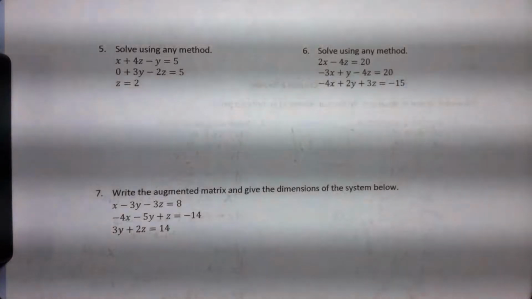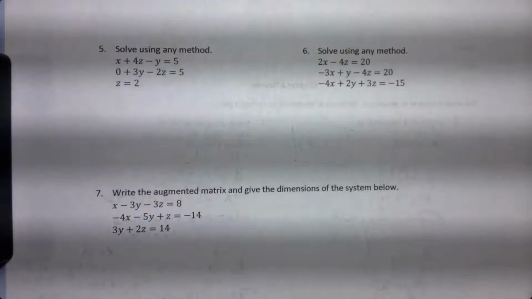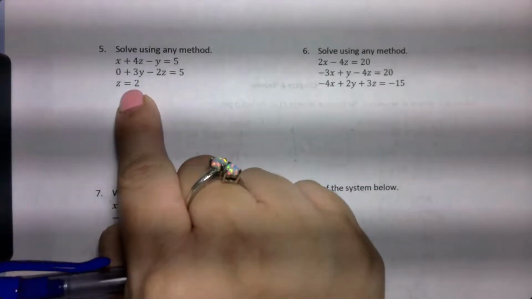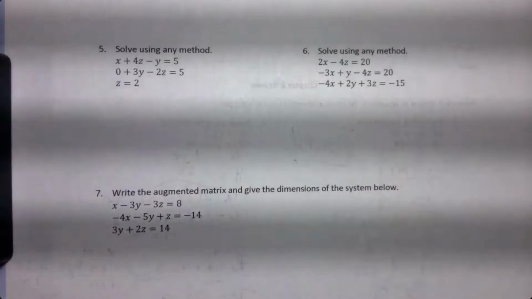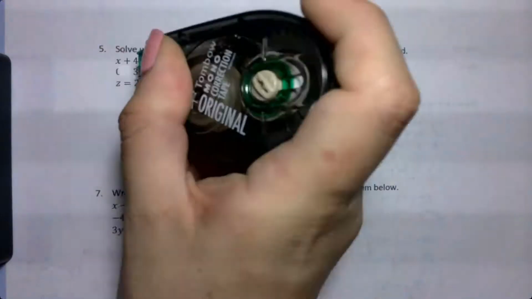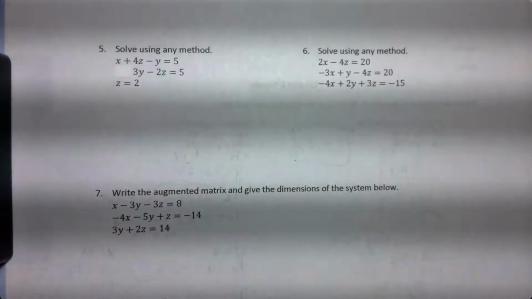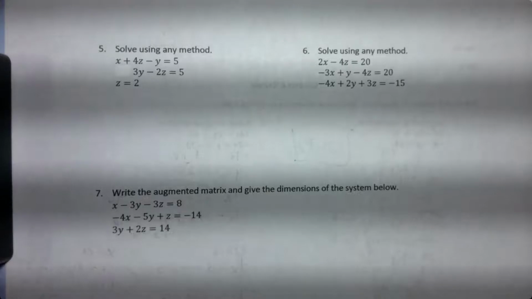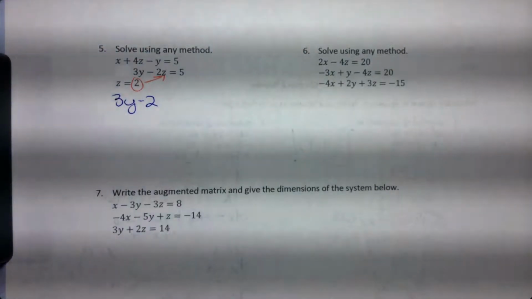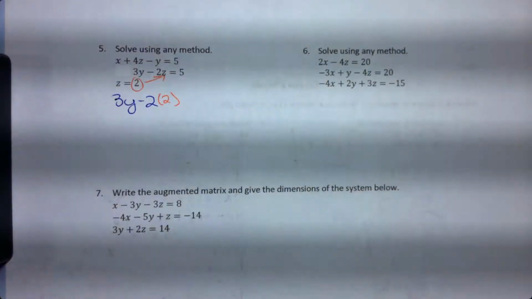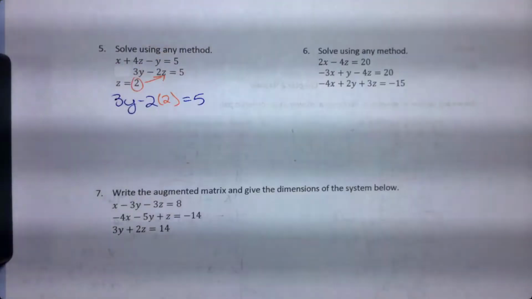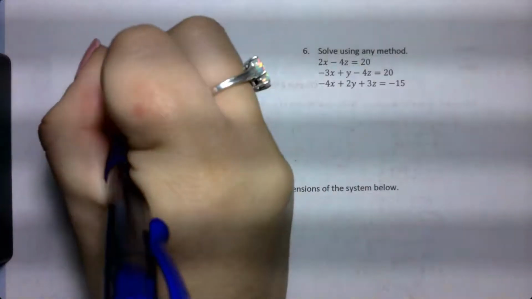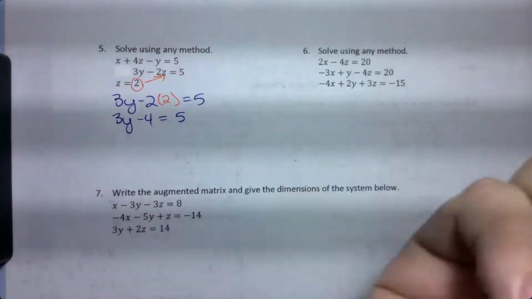I am going to use substitution. On your copy of the review, it's not going to have that 0 there. So it's just going to be 3y minus 2z. I want to go ahead and start off by plugging in this 2 for that z. I have 3y minus 2 times 2 equals 5. So then I have 3y minus 4 equals 5.